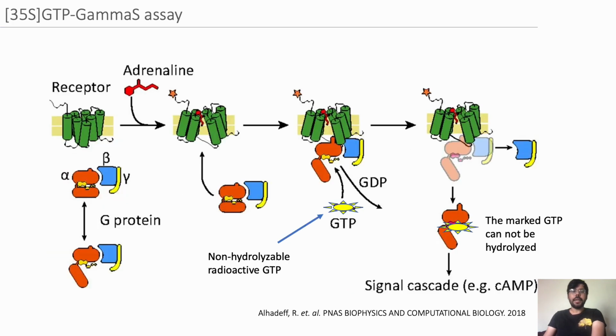The GTPγS binding assay is an experiment where we exchange the GTP for a radioactive GTP that cannot be hydrolyzed, and we measure the accumulation of the active G protein after the treatment with a certain concentration of the ligand.